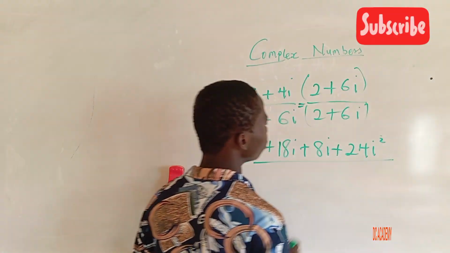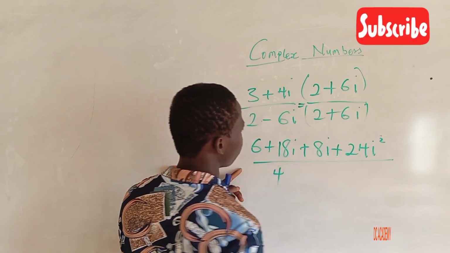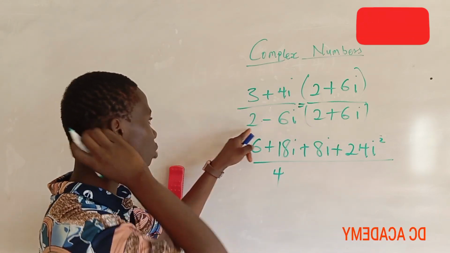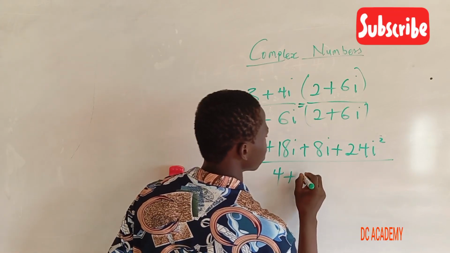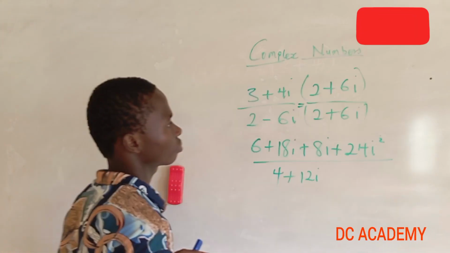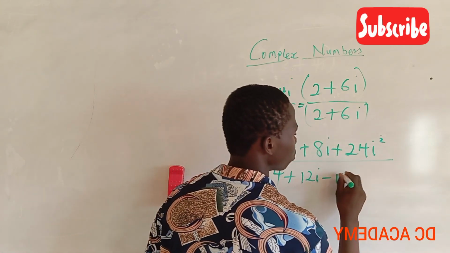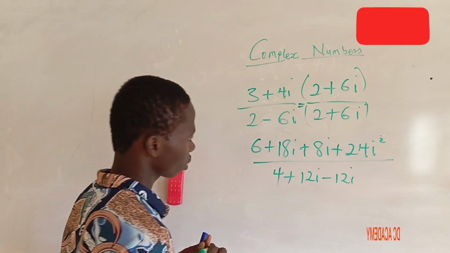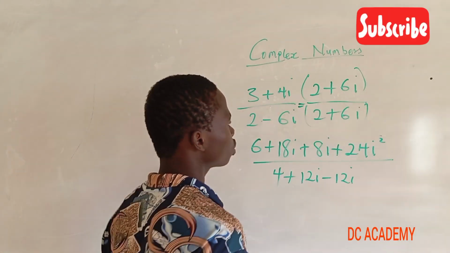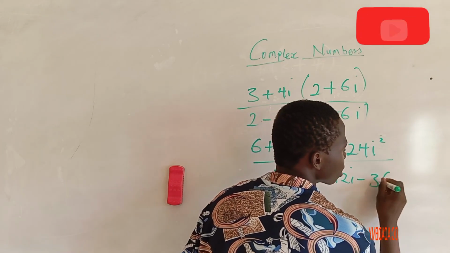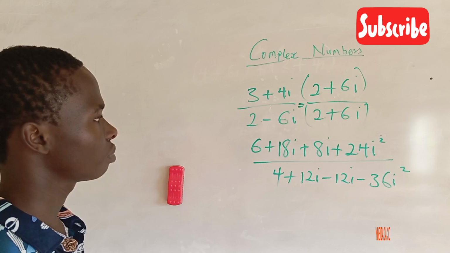And for the denominator, we now have 2 times 2 is what? 4. And 2 times plus 6i is what? Plus 12i. Yes. And minus 6i times 2 is what? Minus 12i. And then minus 6i times plus 6i, you know how this is what? Minus 36i squared. So this is what we have.